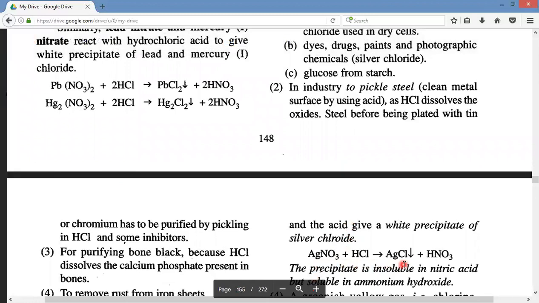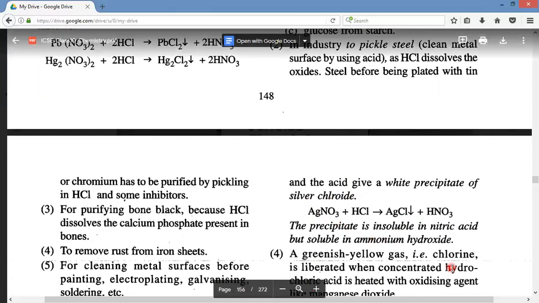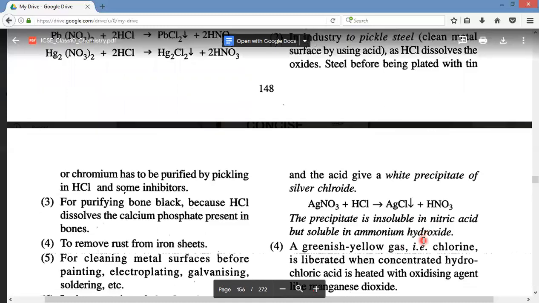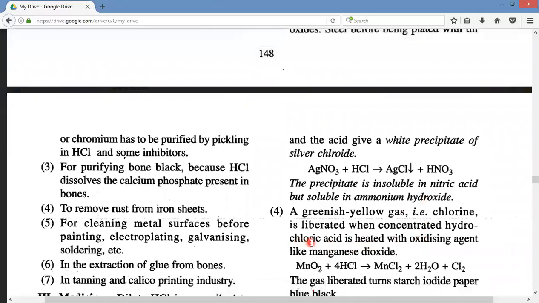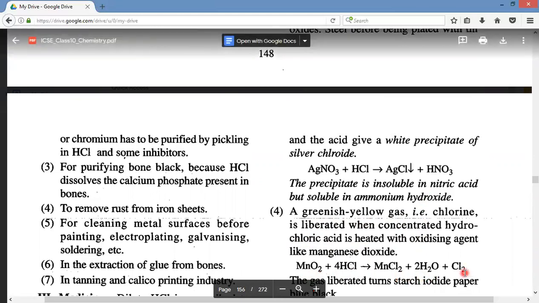AgNO3 with HCl, AgCl is formed with nitric acid. And this precipitate is insoluble in nitric acid but soluble in ammonium hydroxide. Keep in mind, the color of the chlorine gas is greenish yellow. It is liberated when manganese dioxide, the oxidizing agent, is treated with hydrochloric acid, forming manganese chloride with water and chlorine gas.